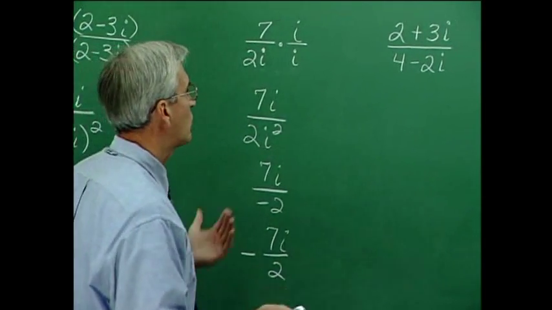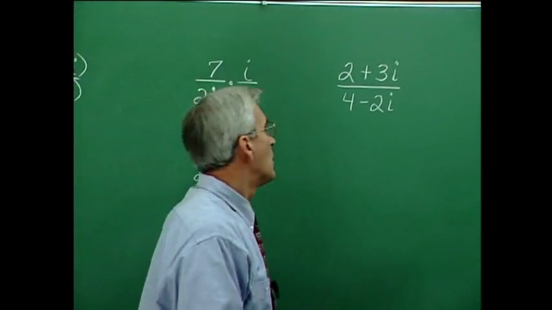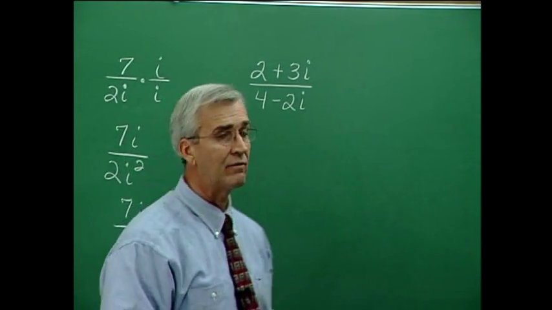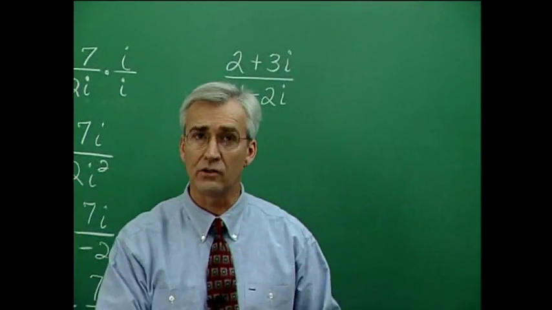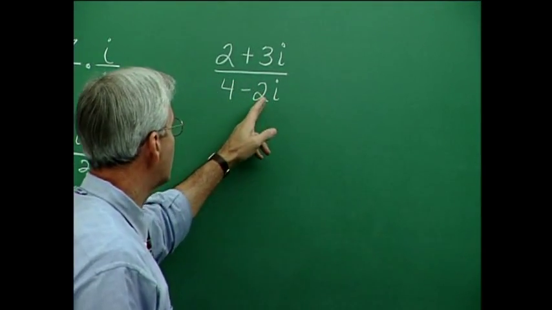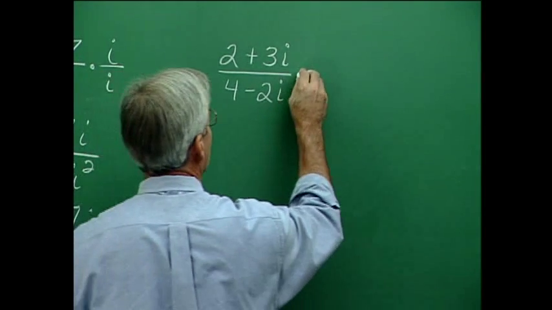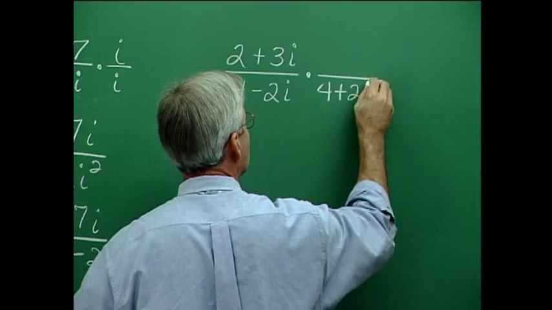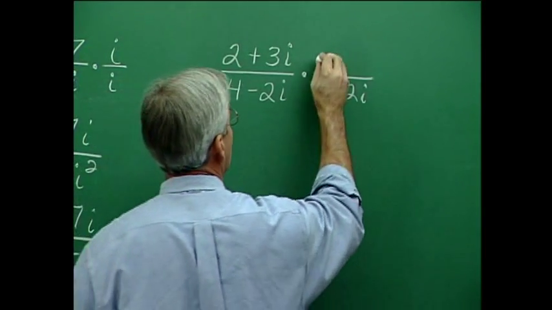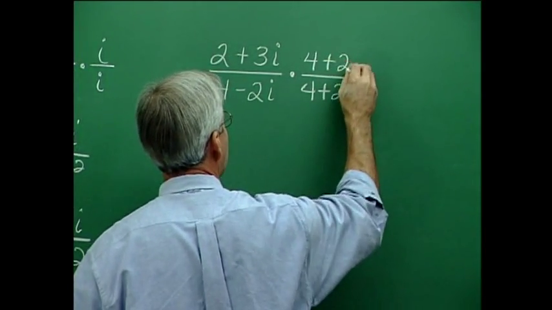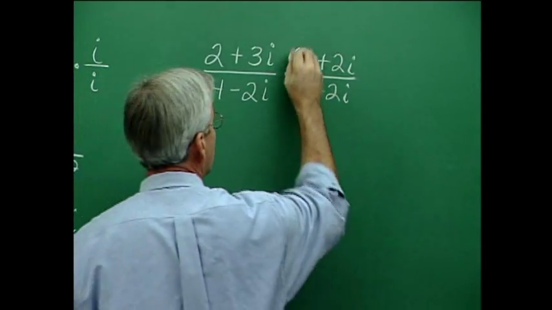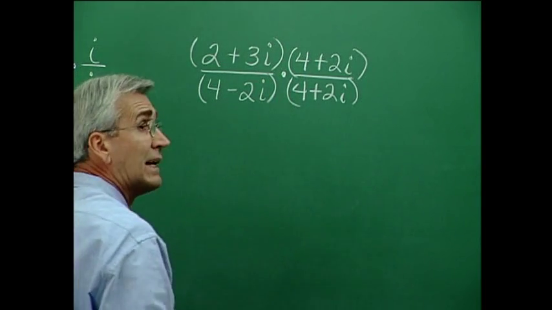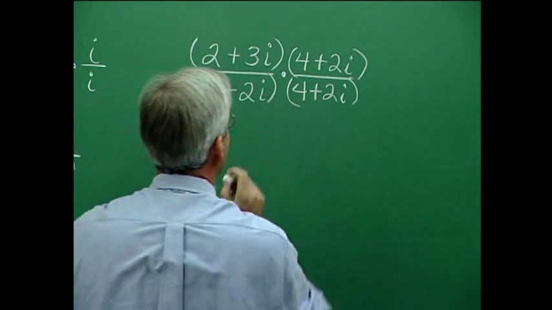Let's go through the process one more time involving a binomial. We see here that we have a binomial involving i. We'd like to clear the i from the denominator, so we multiply by the conjugate. The conjugate of 4 minus 2i is 4 plus 2i. So we'll multiply 4 plus 2i into the denominator, and therefore we have to multiply 4 plus 2i into the numerator. We introduce parentheses around all the binomials, and the tougher multiplication turns out to be in the numerator.